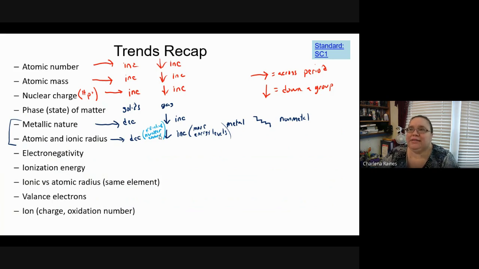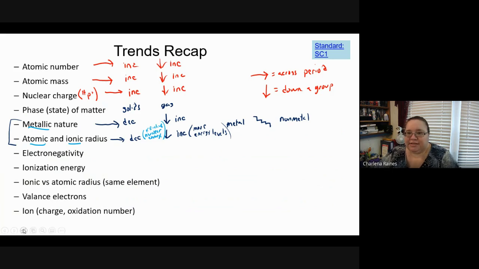And my radius increases as I go down. Really and truly, if you can remember that these three have the same patterns, and I say three because ionic, atomic, and metallic, if you can remember that they have the same pattern, you can infer it from the periodic table, which is kind of nice.